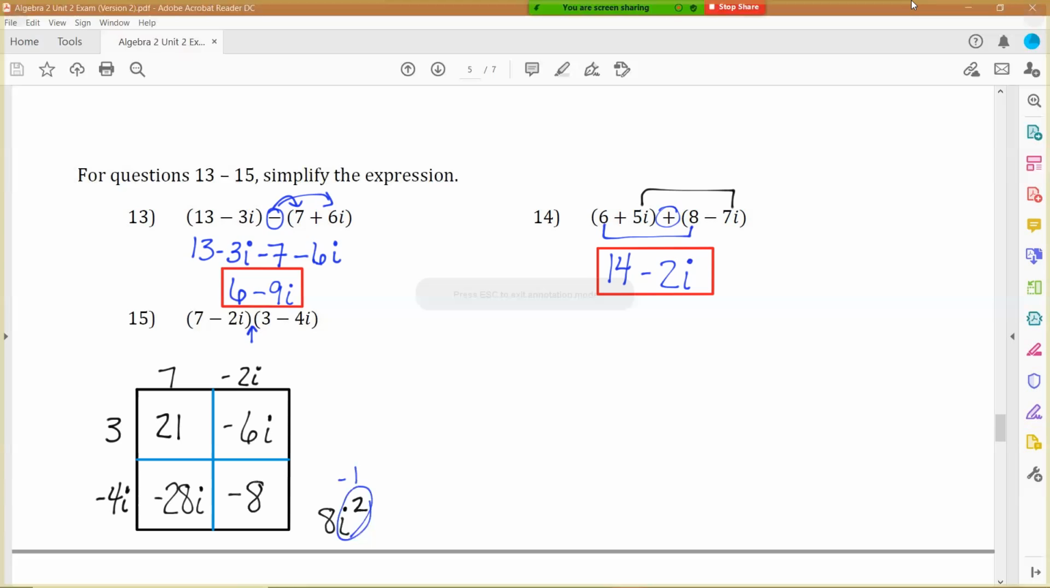That is on your reference sheet somewhere, the i squared equals negative 1, but you've got to remember to take it out and replace it with negative 1. So negative 1 times 8 gave us that negative 8.